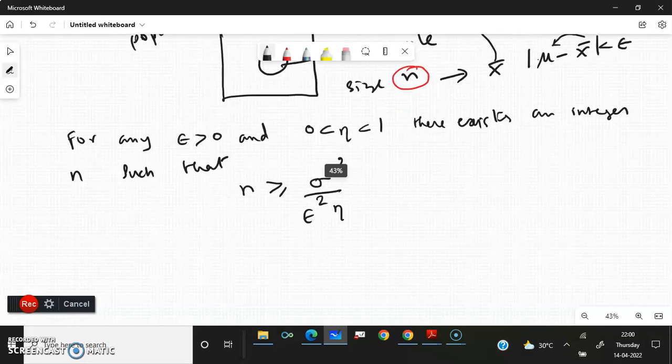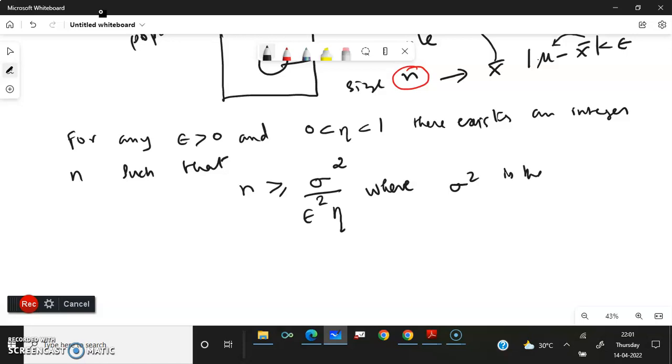Okay, how did you get all this? This is mathematically calculated. Then the size of the sample should be greater than this quantity, that is, population variance sigma square divided by epsilon square into eta, where sigma square is the finite variance of the population.